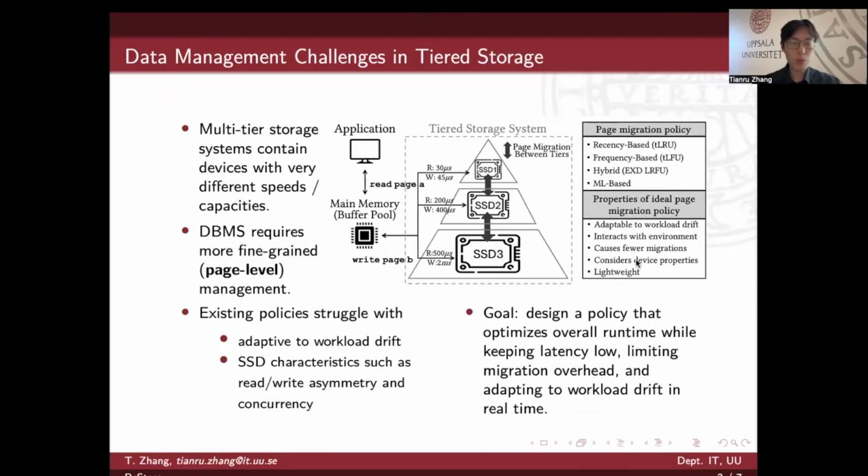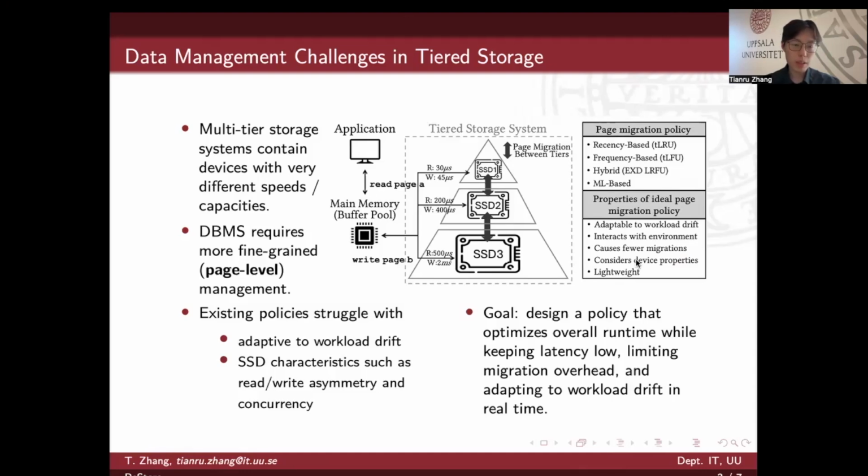First, I will talk about the data management challenges in tiered storage. Multi-tier storage systems come from the fact that nowadays systems usually employ multiple different storage devices, such as SSDs with different interfaces, or HDDs, or other types of storage devices. These devices are very different in terms of properties such as cost, speed, and capacity. So tiered storage systems organize them in a tiered format so that it serves as one entire secondary storage to interact with the main memory.